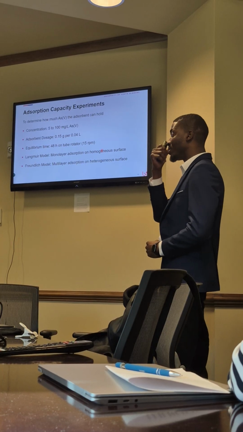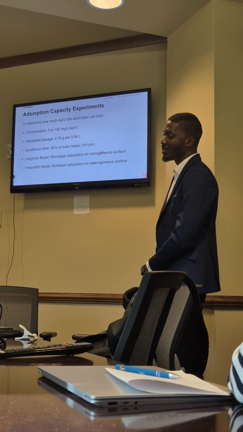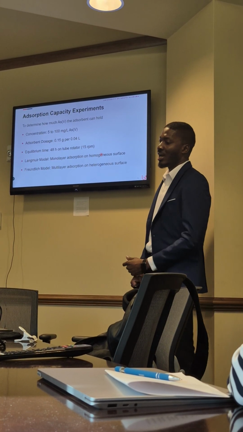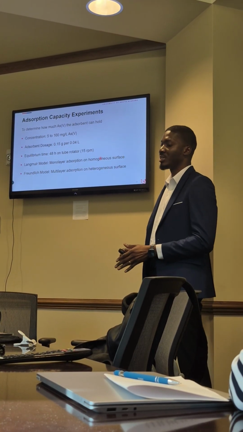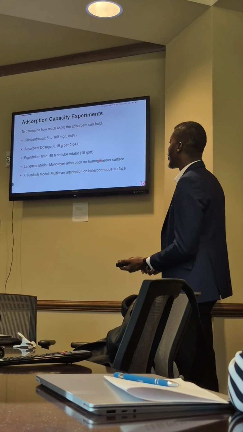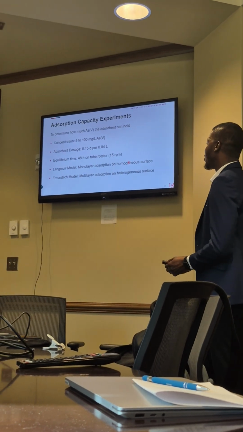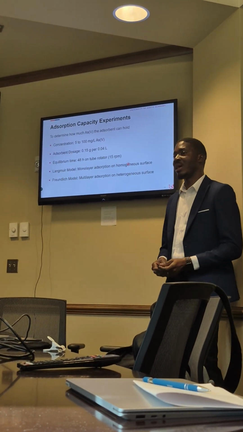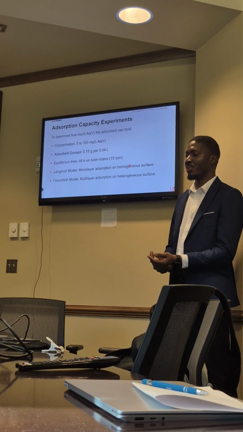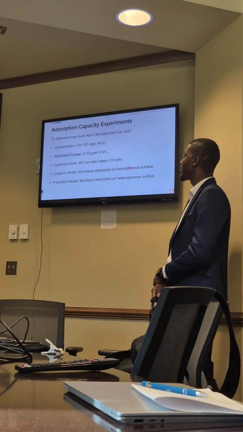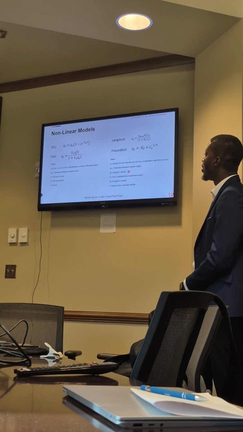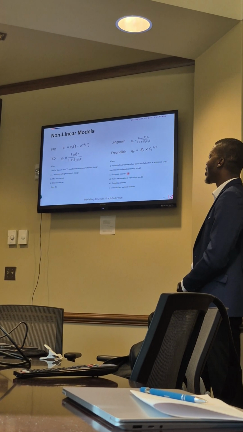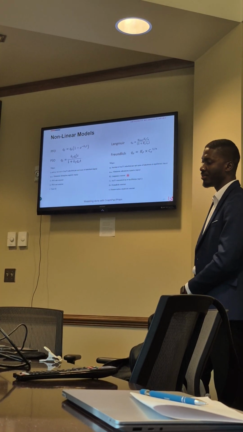The Langmuir model generally assumes monolayer adsorption, saying that adsorption is happening on a homogeneous surface, meaning our adsorbent has a homogeneous surface. And the Freundlich model assumes multi-layer adsorption on a heterogeneous surface, meaning the adsorbent surface has various binding points and various binding energies. These are the nonlinear models we used, and we did this modeling in GraphPad Prism.